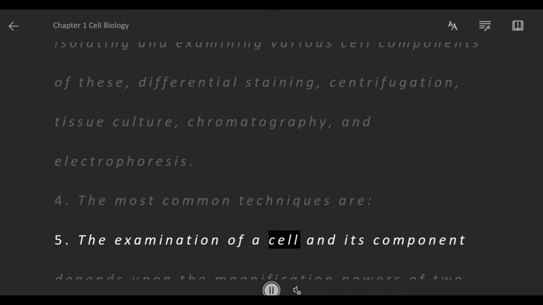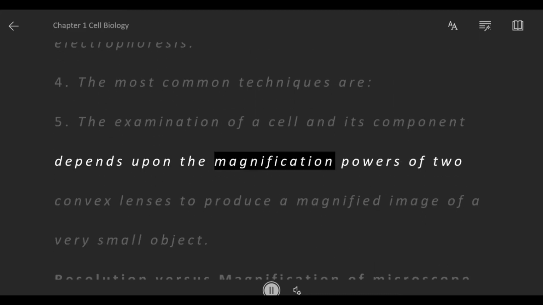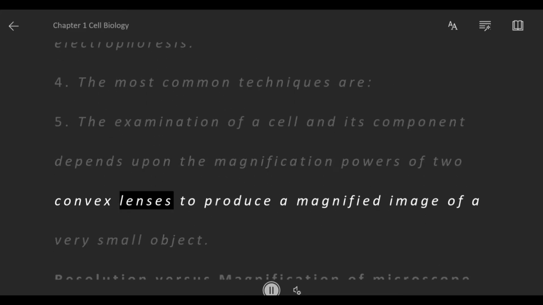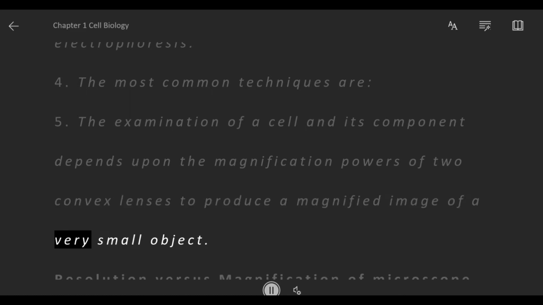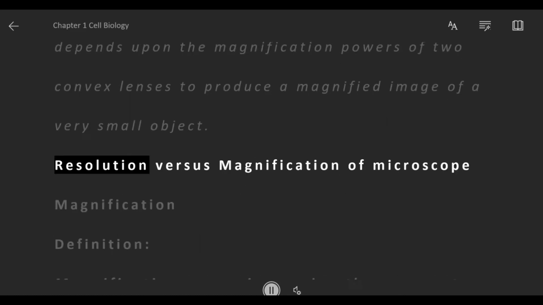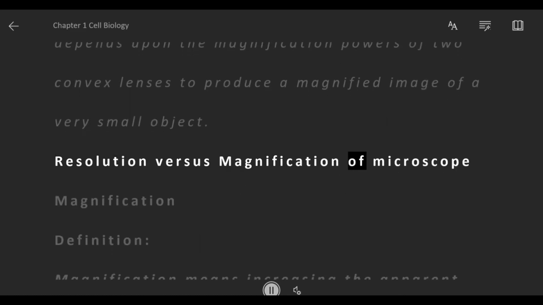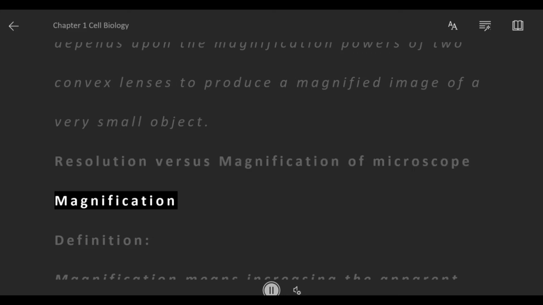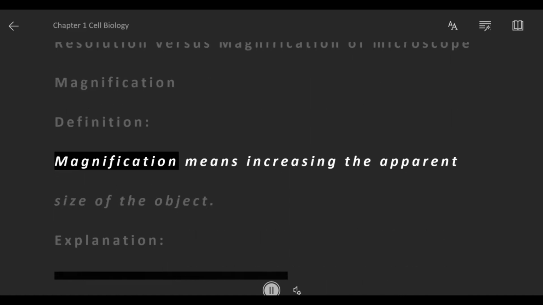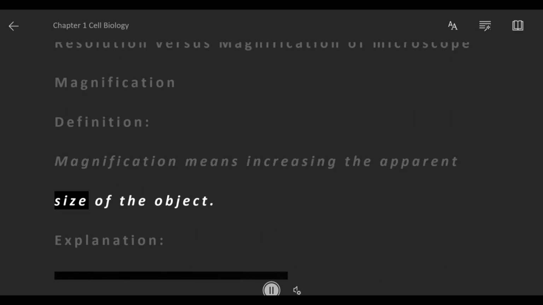5. The examination of a cell and its components depends upon the magnification powers of two convex lenses to produce a magnified image of a very small object. Resolution versus magnification of microscope. Magnification. Definition. Magnification means increasing the apparent size of the object.